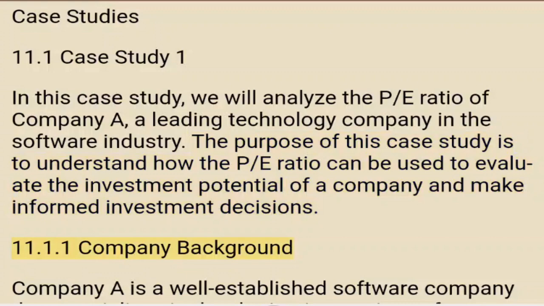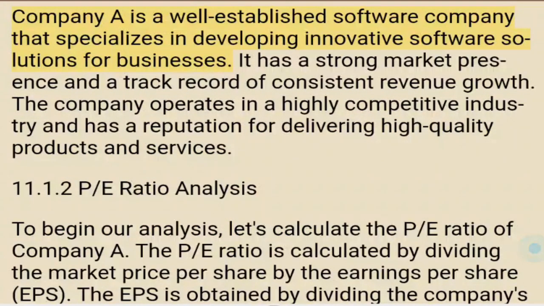11.1.1 Company Background. Company A is a well-established software company that specializes in developing innovative software solutions for businesses. It has a strong market presence and a track record of consistent revenue growth. The company operates in a highly competitive industry and has a reputation for delivering high-quality products and services.